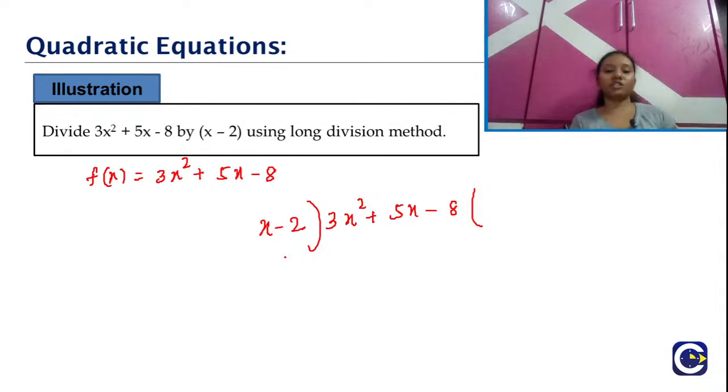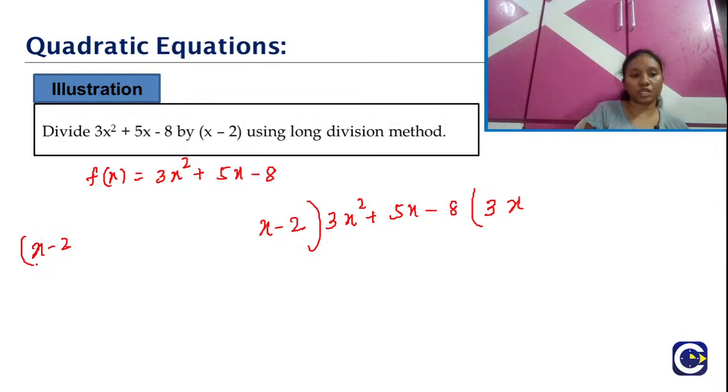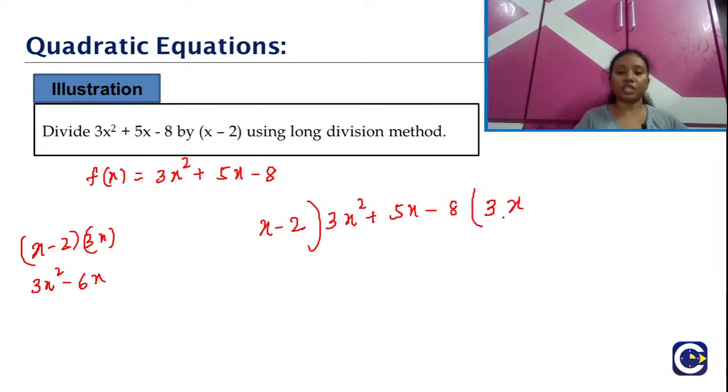So let's see, guys. To divide, we have to eliminate our first term, that is 3x square. To get the x square eliminated, I have to get my quotient here. So my divisor has to be multiplied with what term? That is 3 into x. If my x minus 2 is multiplied with 3x, what will happen? 3x square minus 6x. So my quotient coefficient here will be 3x.